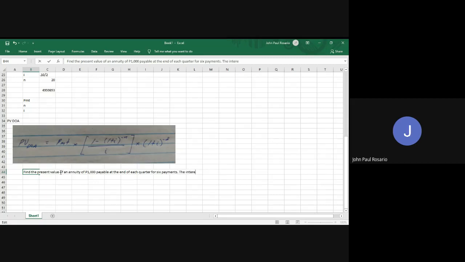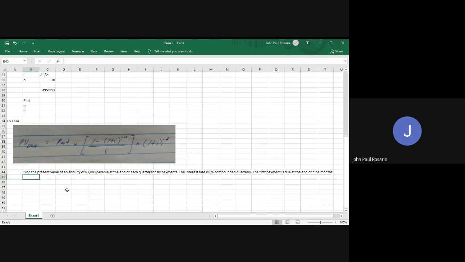The interest rate is 6%, compounded quarterly. The first payment is due at the end of 9 months. Okay.